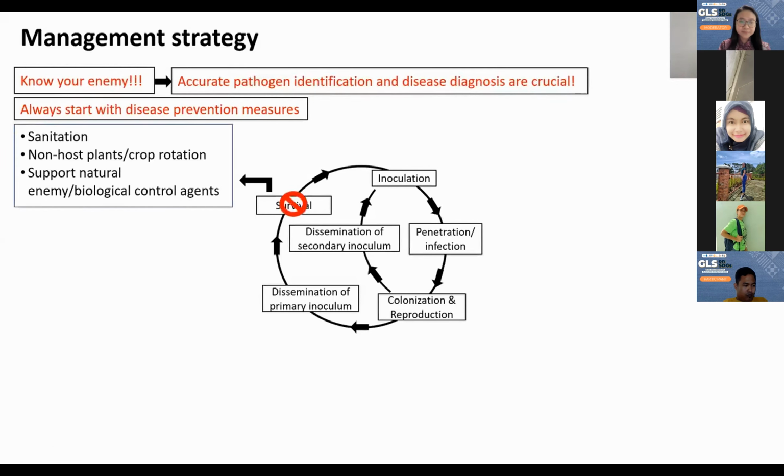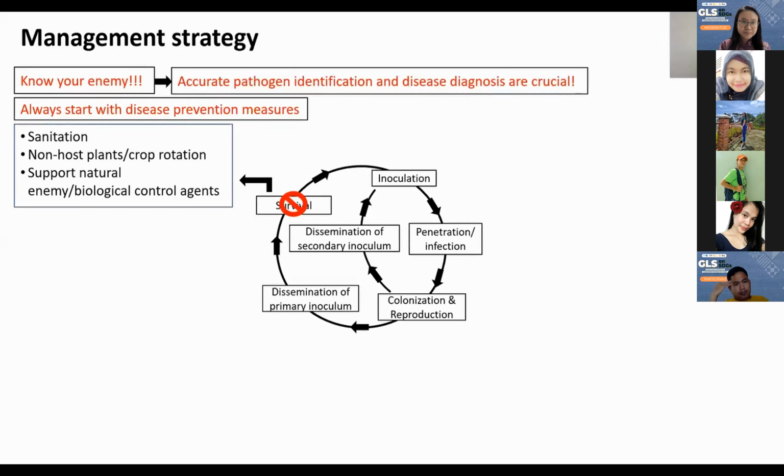Let's start with survival. We know that survival is where pathogens are going through difficult environmental conditions or difficult situations. This can be the best time for us to control the pathogen. This can be the weakest time point of the pathogen. So if we take actions at this stage, we might be successful to prevent the pathogens to proceed or to further develop to the next stage.